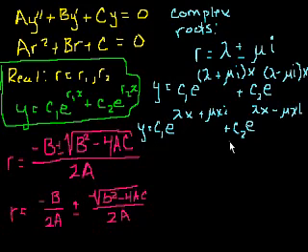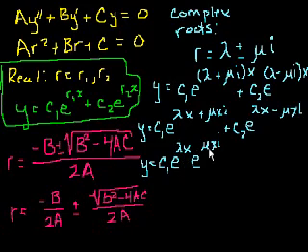Well, when you add exponents, this is the exact same thing as y is equal to c1 e to the lambda x times e to the mu xi, right? If you have the same base and you're multiplying, you could just add exponents. So this is the same thing as that. Plus c2 times e to the lambda x times e to the minus mu xi.